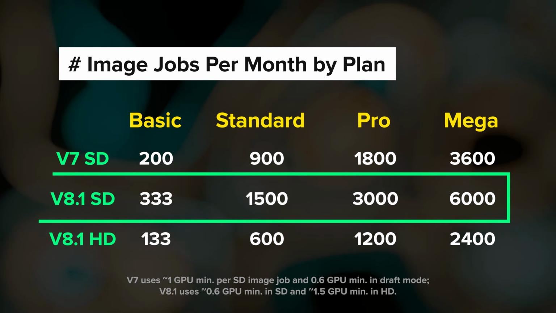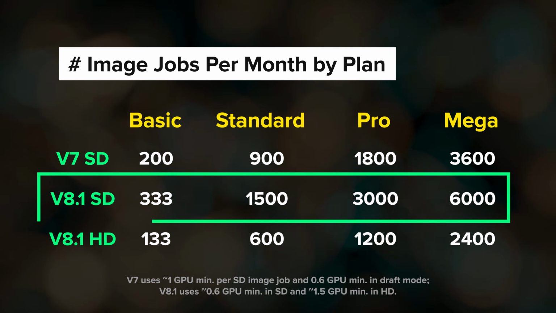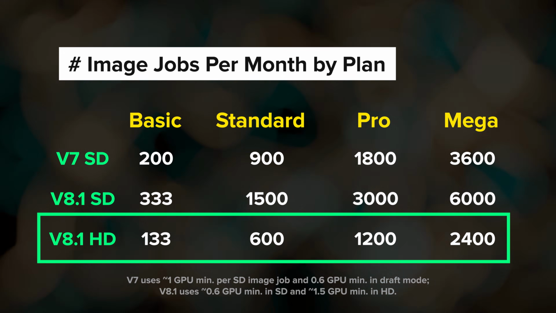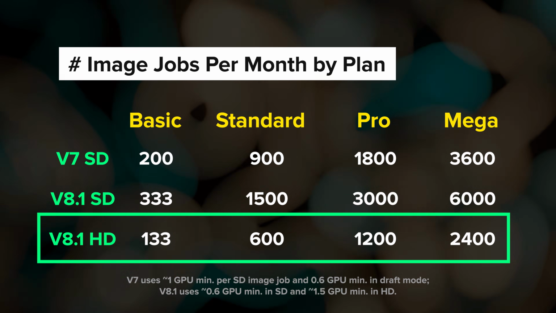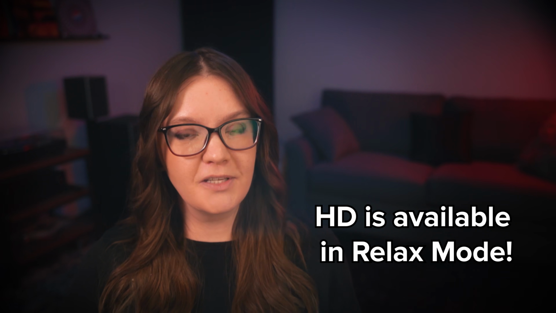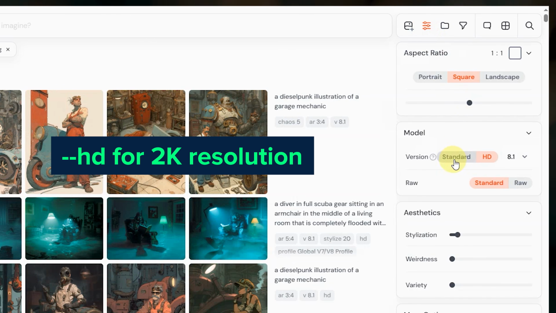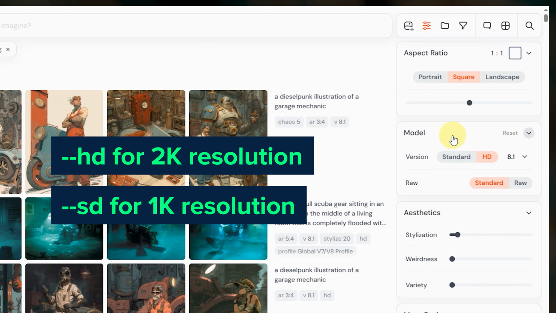A job in SD mode runs about as fast as a draft mode job does in V7, which is really fast. An HD job in 8.1 with fast mode uses about 1.5 GPU minutes, compared to about 1 GPU minute for a regular V7 fast job. So you're getting twice the resolution for only about 1.5x the cost, which is pretty impressive. HD mode also runs in relax mode, so if your subscription plan includes relax mode, you don't have to burn through your fast GPU hours to use HD. You can set your default resolution mode in your settings, or include --HD or --SD directly in your prompts.